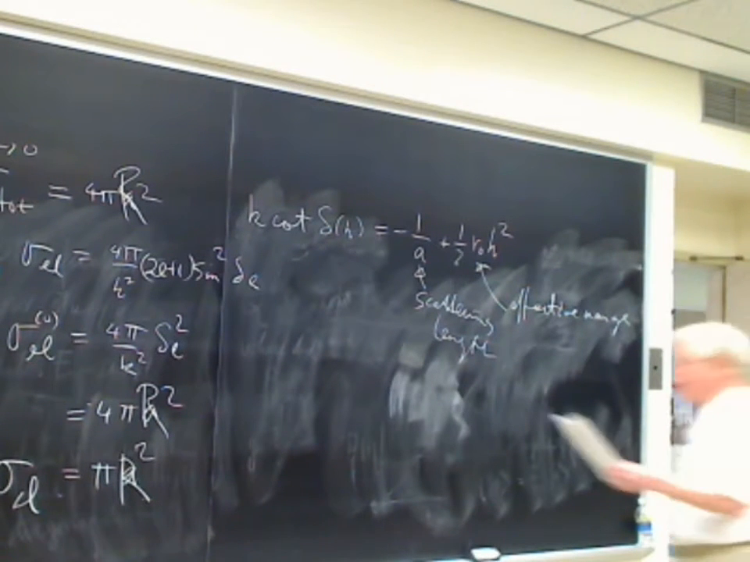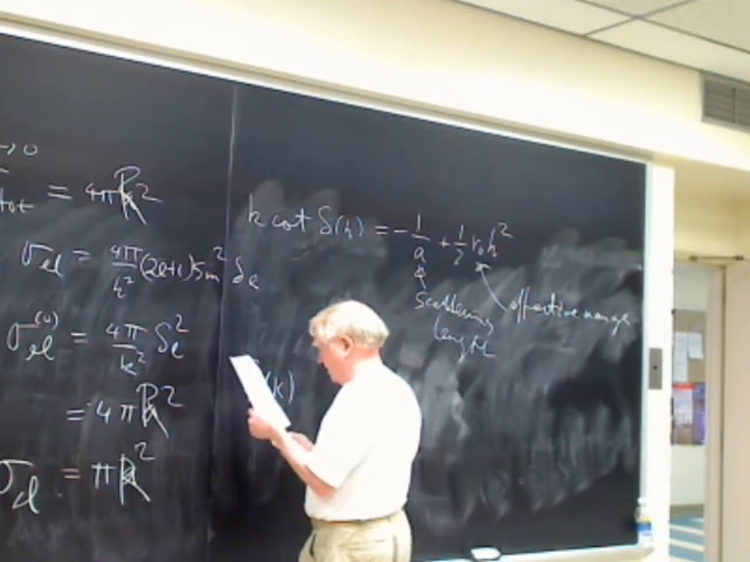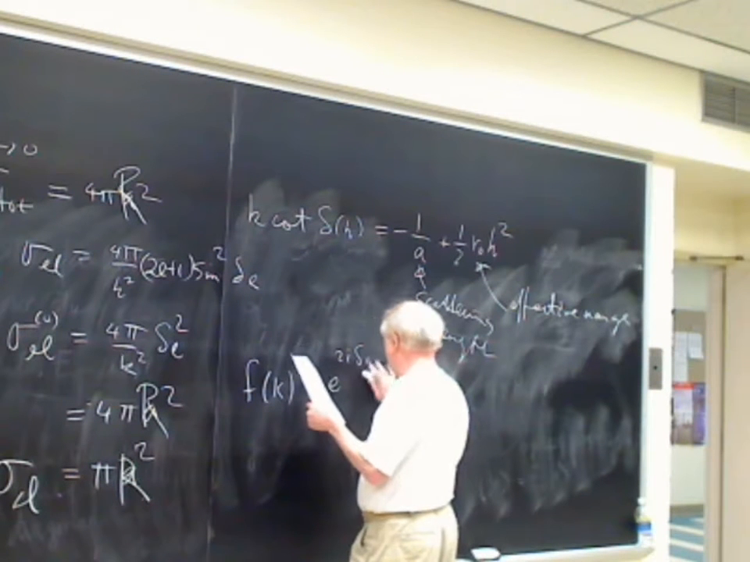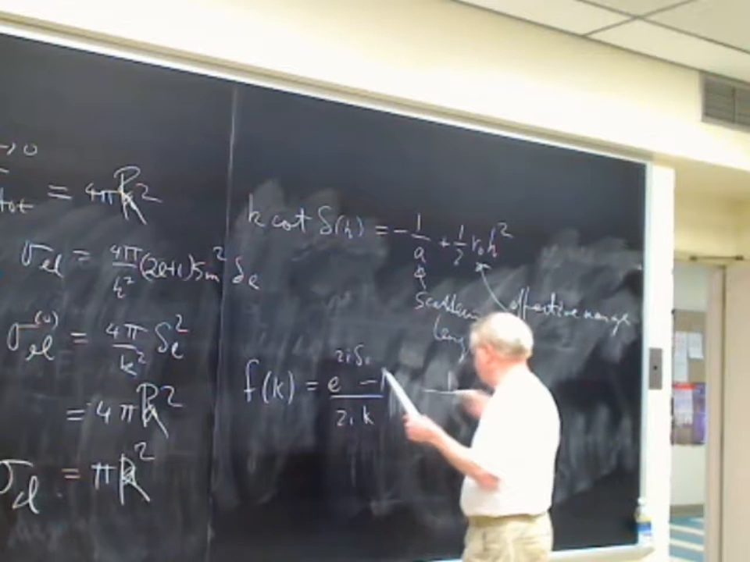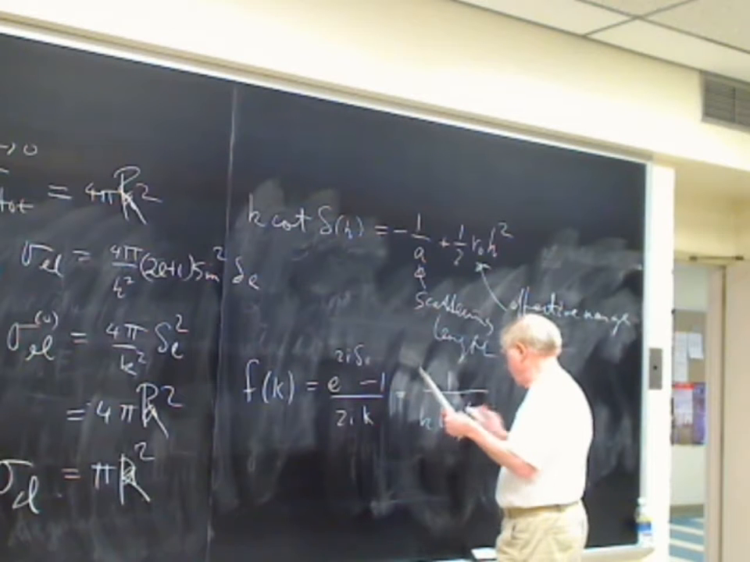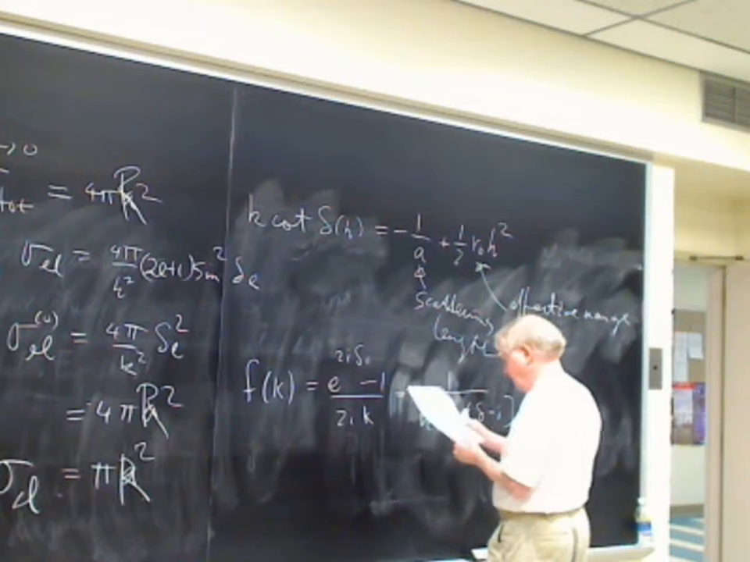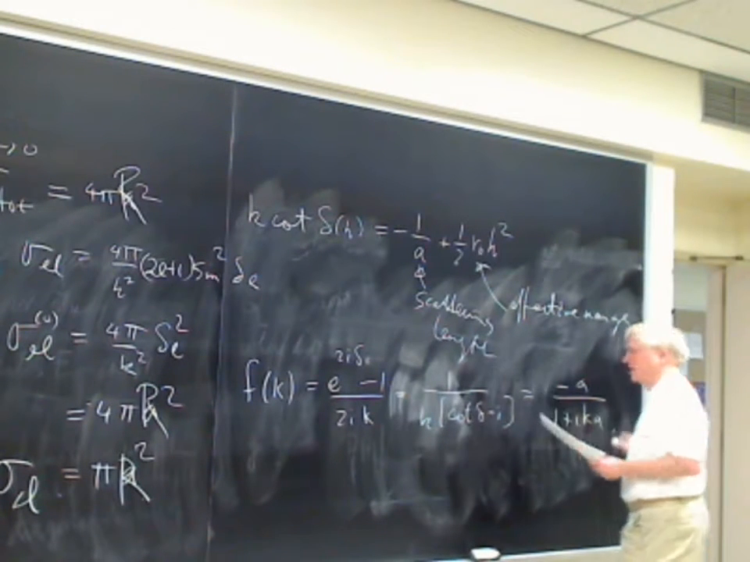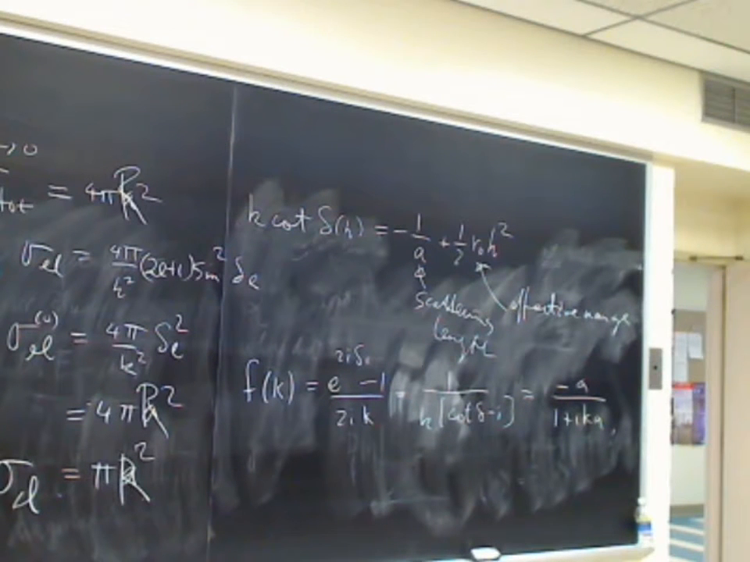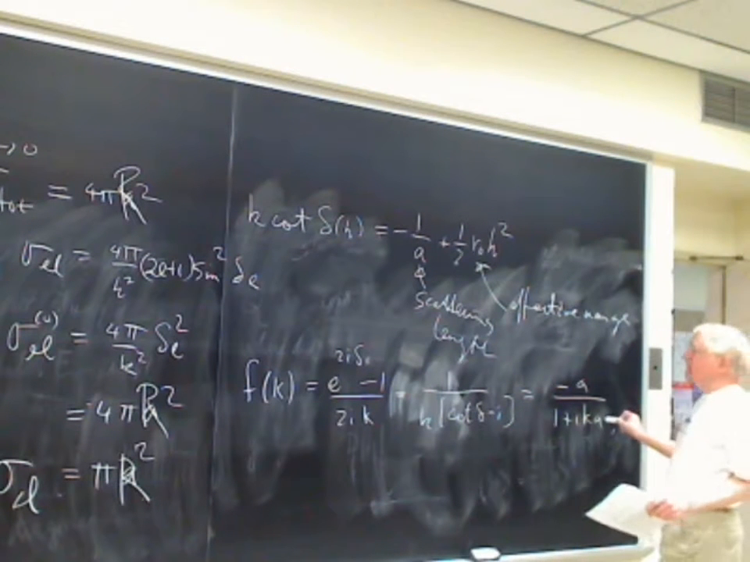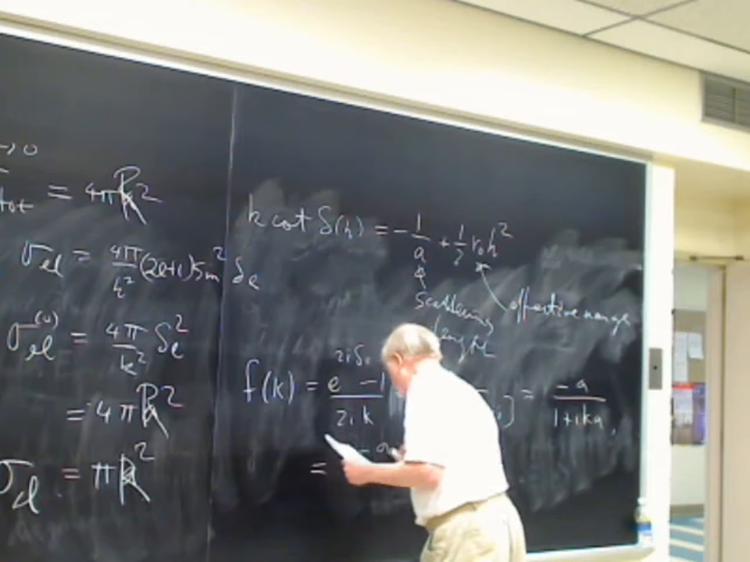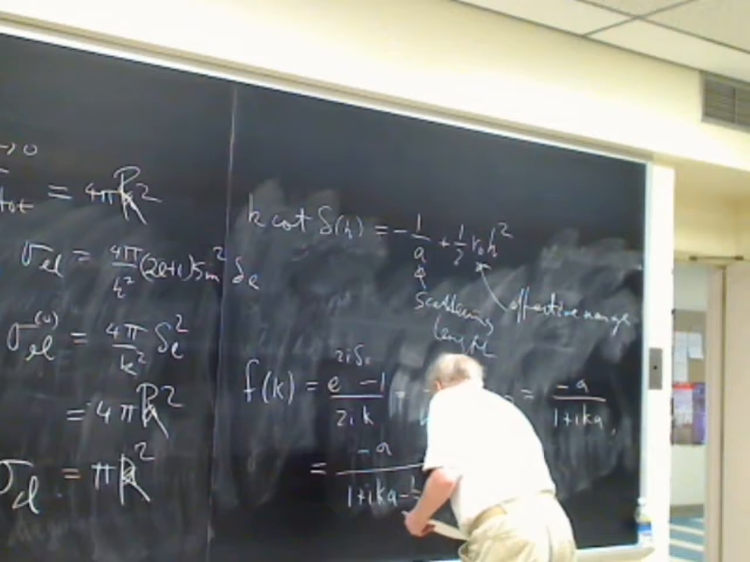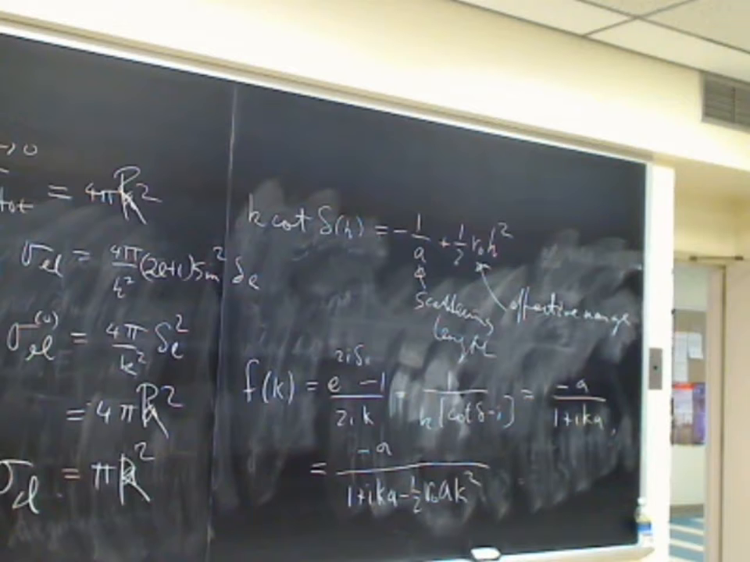And the scattering amplitude, f of k, you can show is 1 over k cotangent delta minus i. And then if you use this expansion, what you get is minus a over 1 plus i k a. So that's the expression for the scattering amplitude if you just use the scattering length. If you put in the effective range, then this is minus a over 1 plus i k a minus a half r 0 a k squared. So that's the better formula that you get for the scattering amplitude.